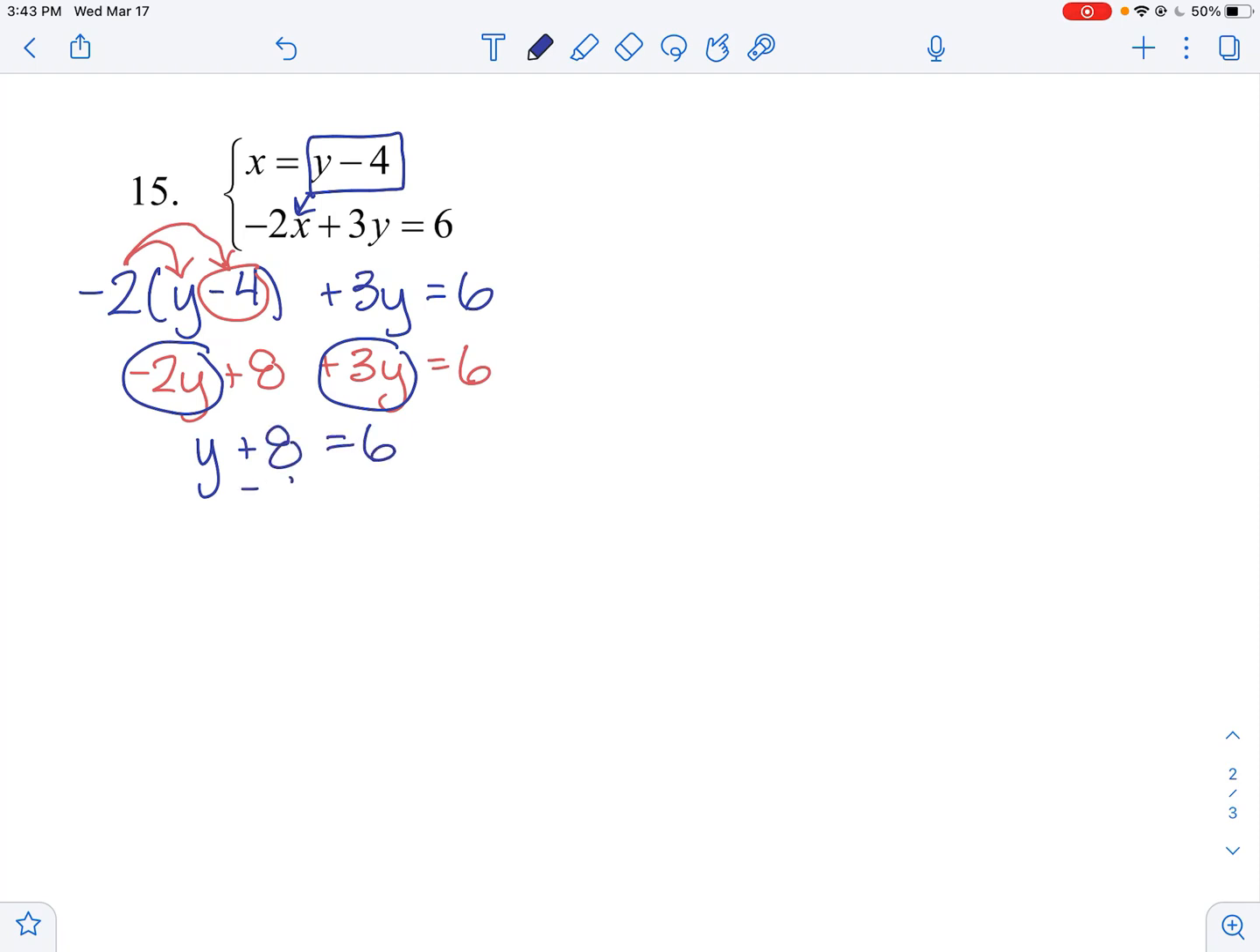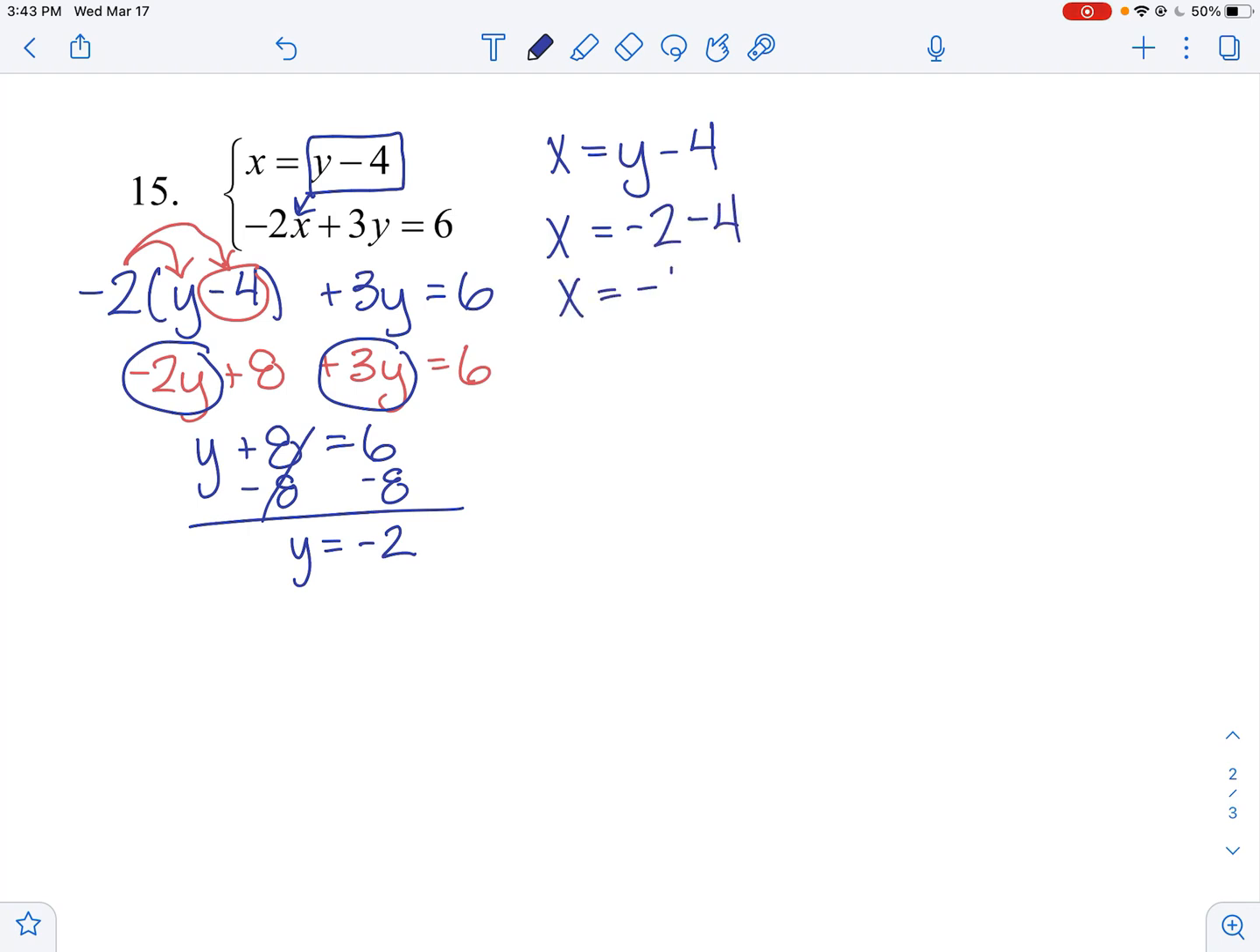And then we want to get y by itself, so we do the opposite and subtract 8. This cancels. Y equals 6 minus 8 is negative 2. Now we need to find x. So x equals y minus 4. So in this case, x equals negative 2 minus 4. And negative 2 minus 4 is negative 6. So our point would be negative 6, negative 2.